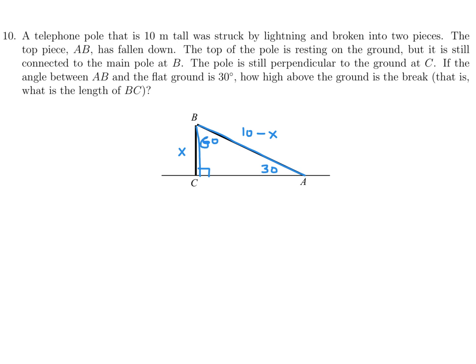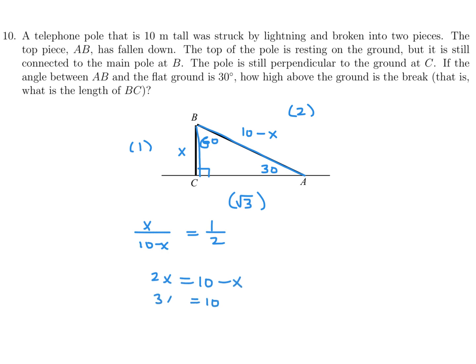And as you know, for the millionth time, the ratio of the sides of a 30, 60, 90 triangle are 1, 2, and root 3. So that basically means that x over 10 minus x, the ratio would be 1 over 2. And that's basically the algebra. So if you cross multiply, you get 2x is equal to 10 minus x, and therefore 10 is equal to 3x, and therefore x is equal to 10 over 3.